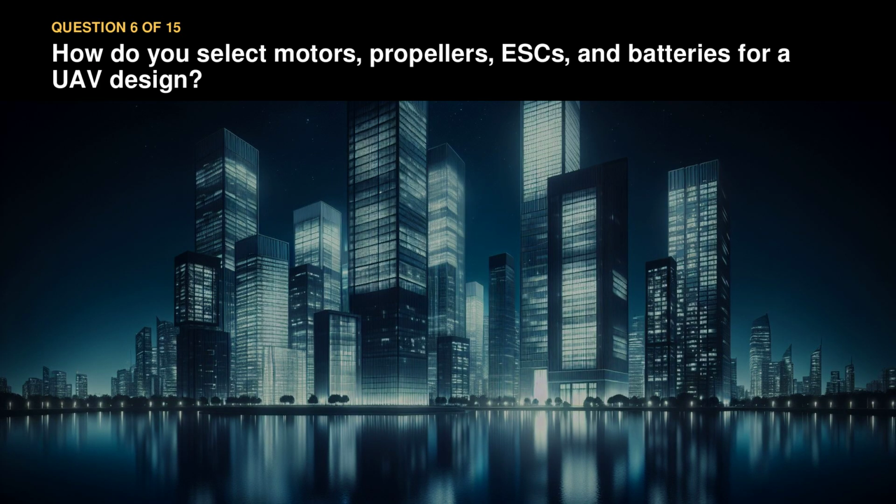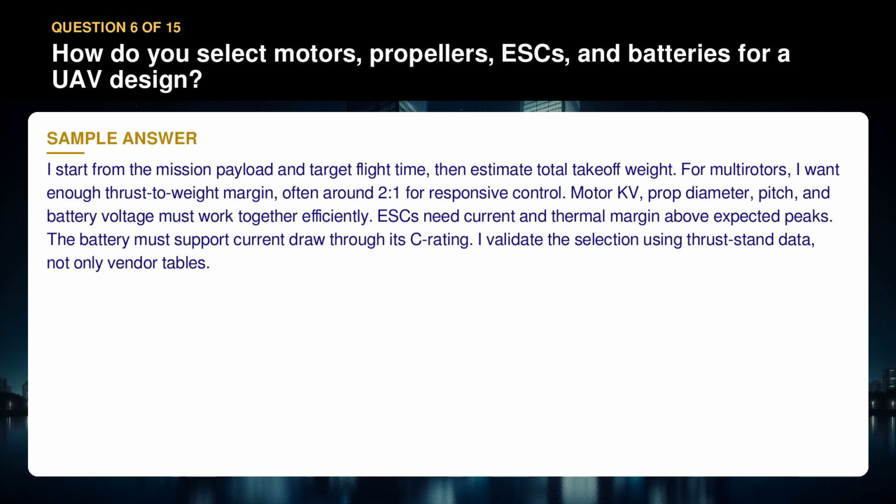Question 6. How do you select motors, propellers, ESCs, and batteries for a UAV design? I start from the mission payload and target flight time, then estimate total takeoff weight. For multirotors, I want enough thrust-to-weight margin, often around 2:1, for responsive control. Motor kV, prop diameter, pitch, and battery voltage must work together efficiently. ESCs need current and thermal margin above expected peaks. The battery must support current draw through its C rating.